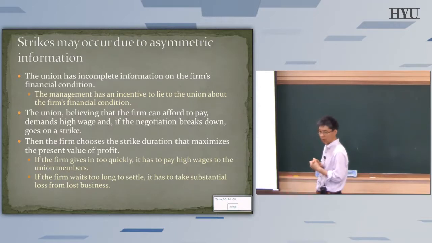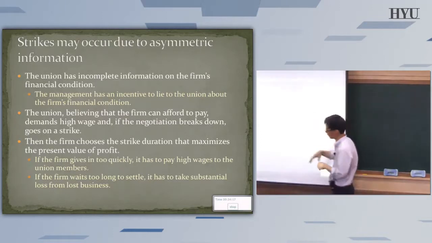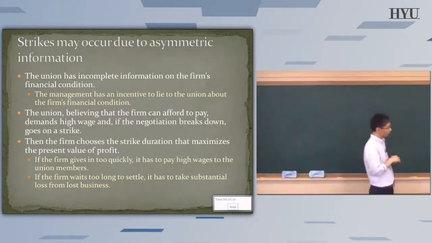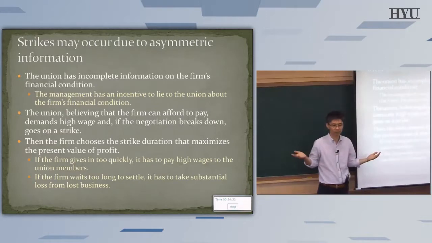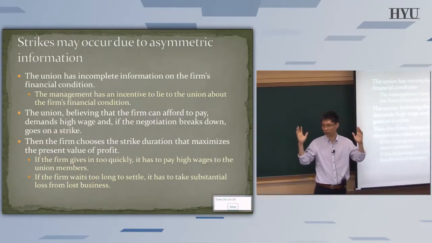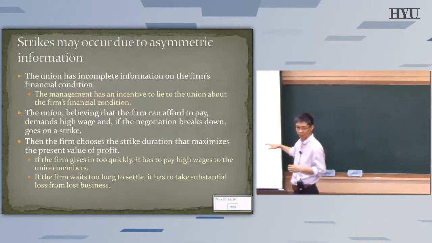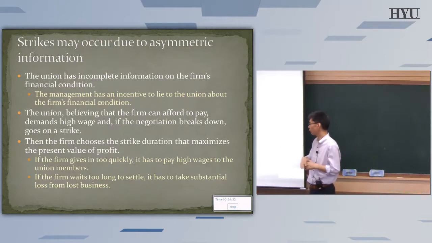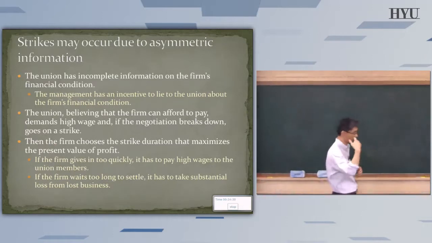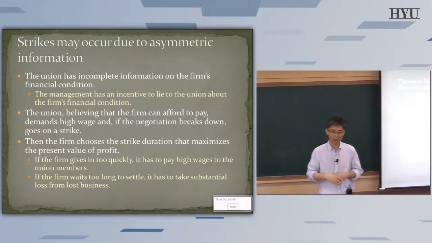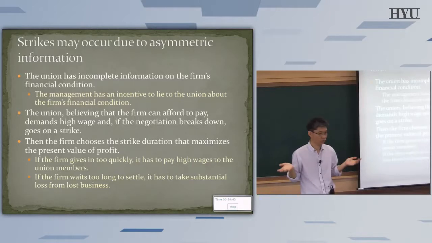The firm has an incentive to let the union go on a strike. What kind of incentive are we talking about? So the thing is this. If the firm gives in right away, the union demands a high wage, and the firm says okay, then the firm has to pay high wages to their union members. What they know is that as the strikes go on, the strike is actually quite a painful thing to the union members.